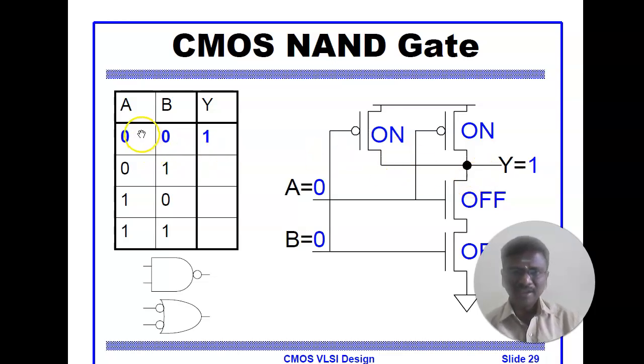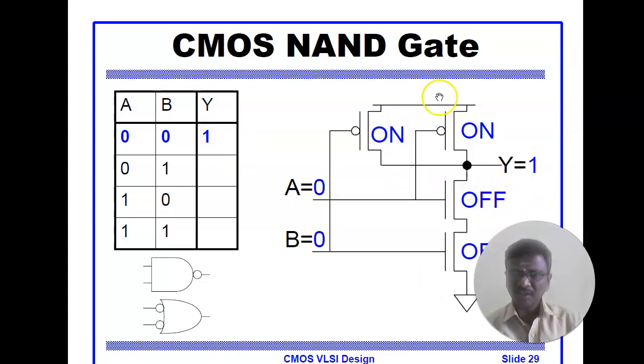By applying input A and B as 0, both the input A and B are 0, so what will happen? If you are applying 0 as input to both transistors, both the PMOS will be in on condition and both the NMOS will be in off condition, right? So you know what is the output of NAND. When you are applying 0, 0 to the NAND gate, it produces 1 as output, right?